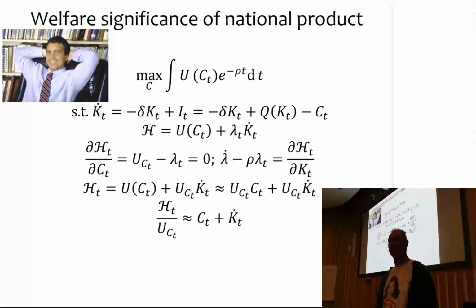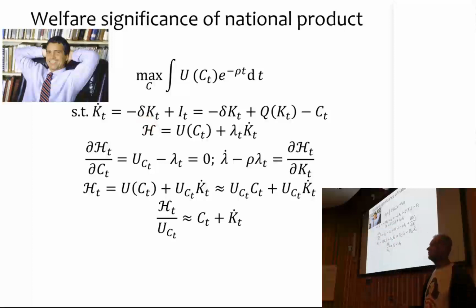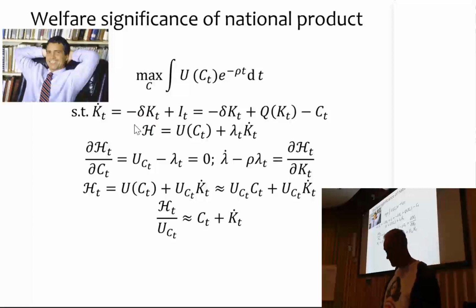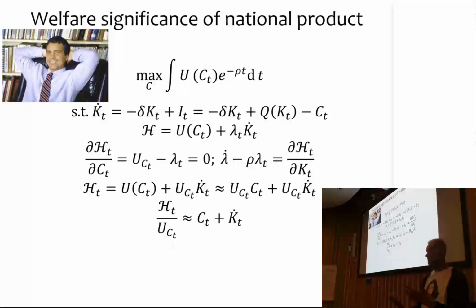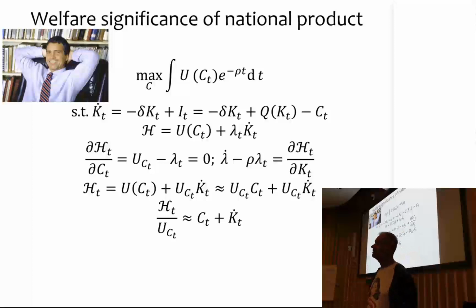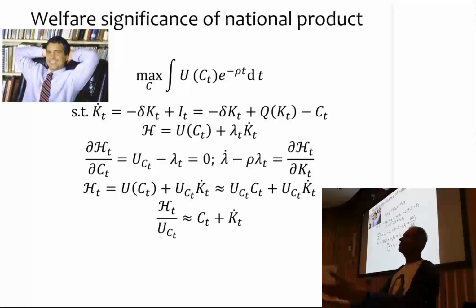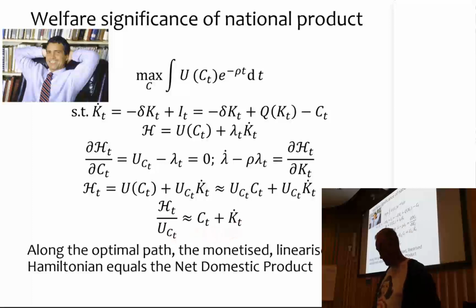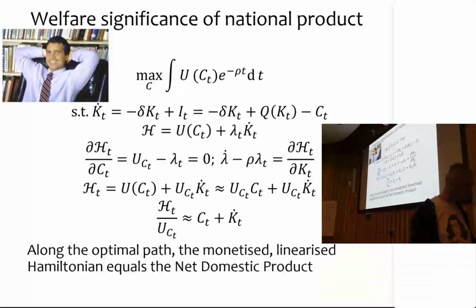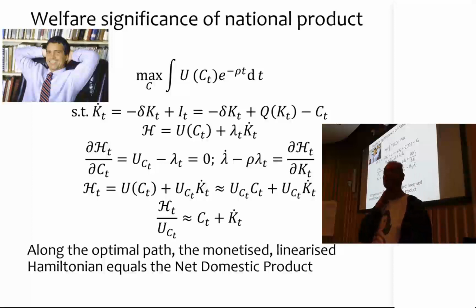But your Hamiltonian is measured in utility, not in money, which is awkward because we don't know what to do with utility in terms of measurement. But of course, if we divide it by the marginal utility of consumption, the unit of which is utils per pound, we go back to monetary terms, and what we have is that the linearized, monetized Hamiltonian is net domestic product. And this happens along the optimal path, right? So, Marty Weitzman was the first to notice this in, I think it was 1972.